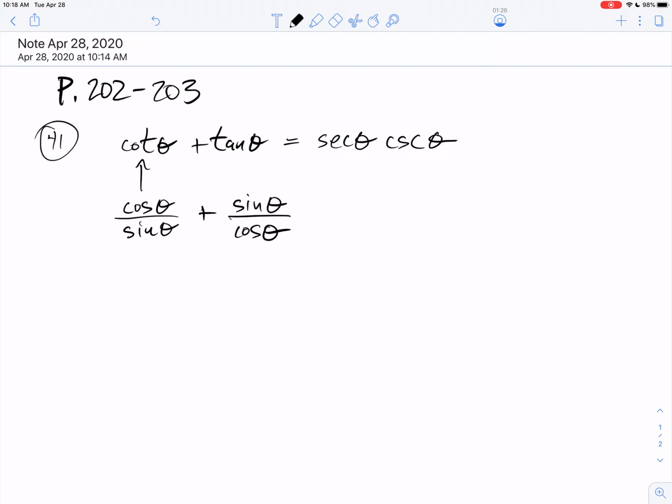I don't want to give you the whole answer, just a hint, but that would be my start for 41, because these guys can be turned into 1 over something. I don't want to tell you the whole thing, but I want to see what you do.